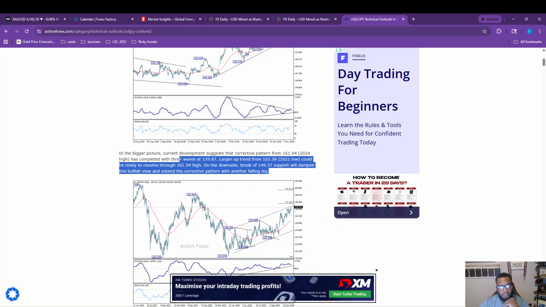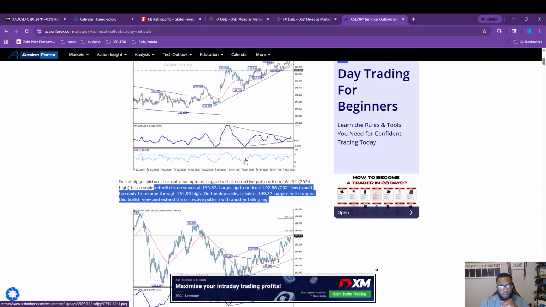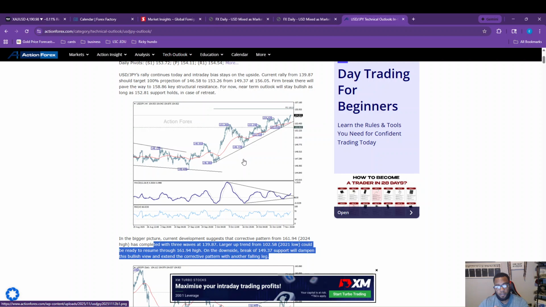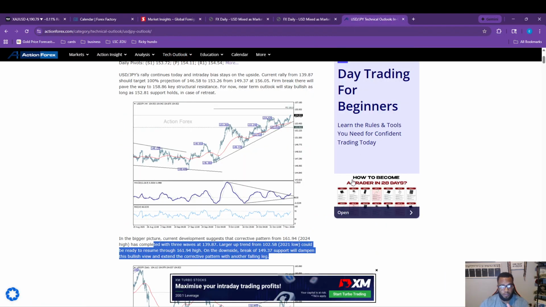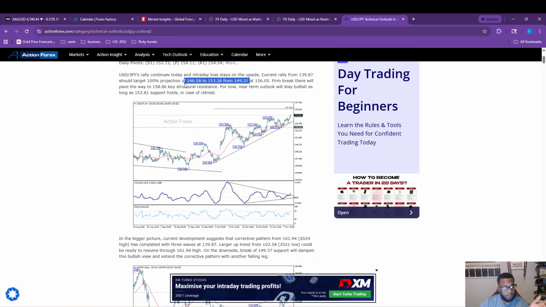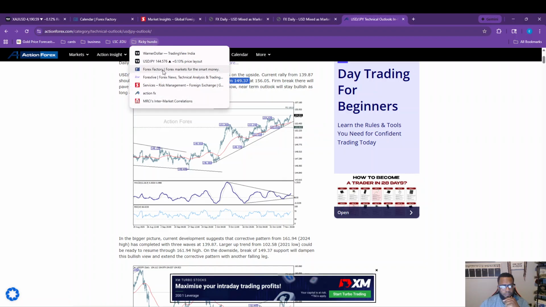So I love how they also give levels of where the market may be going, and what you could do to get those confluences is go back to the Scotiabank page and see what they're talking about, if both of these websites are on the same level. Because if they're both shooting out the same numbers, then of course those levels are most likely really, really important. So that's another nugget for you guys. I think that's about it.